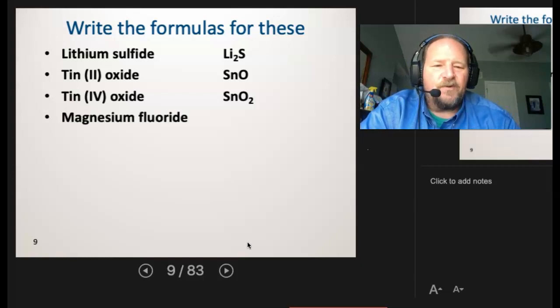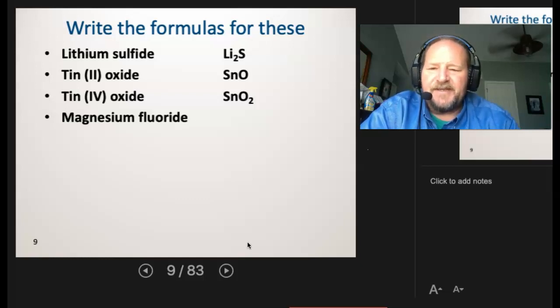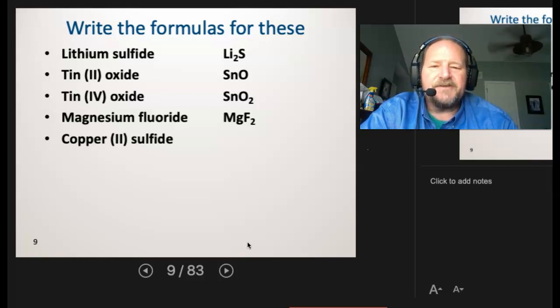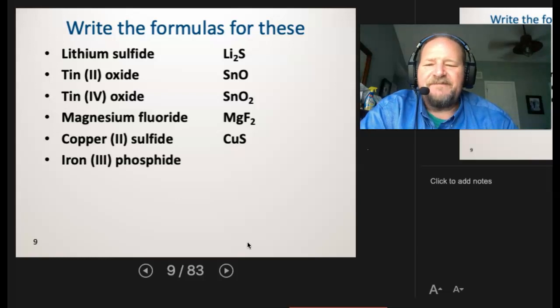How about magnesium fluoride? So here I'm going to get the charges for the two pieces. We have magnesium is Mg with a +2. Fluoride is fluorine with a -1. I crisscross those and I get MgF2. How about copper(II) sulfide? This is what chemistry makes most students do. You're going to get copper 2, so it's Cu with a +2. Sulfide is sulfur, that's a -2. +2, -2, they cancel out, or if you want, you can crisscross and reduce, and it makes you want to cuss. CuS.